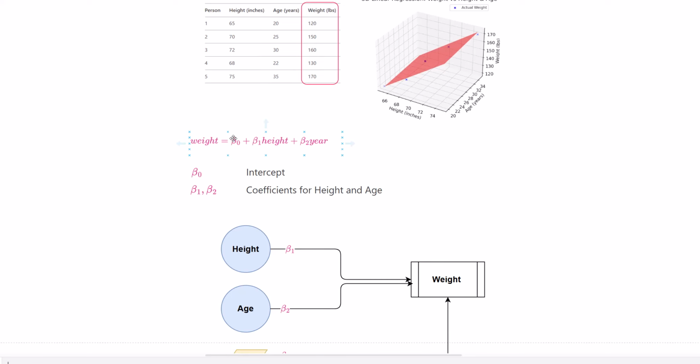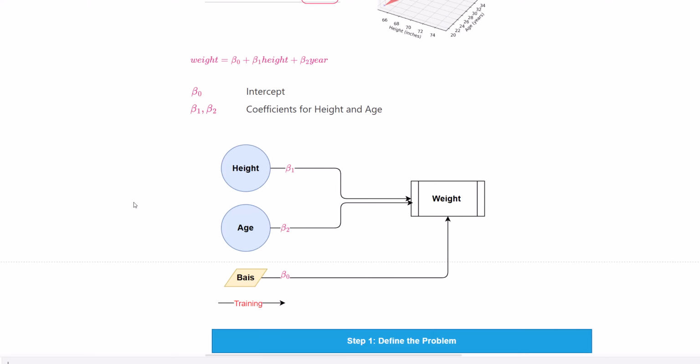Now, as you see, beta 0 is the intercept. We know already what the intercept is. And beta 1 and beta 2 are the coefficients of height and age. Now, this is, for instance, as a graph. Let's see, because as I said in the beginning, this will be the introduction to the neural network. If you understand this concept, it's a 100% guarantee that you will understand everything in neural networks.